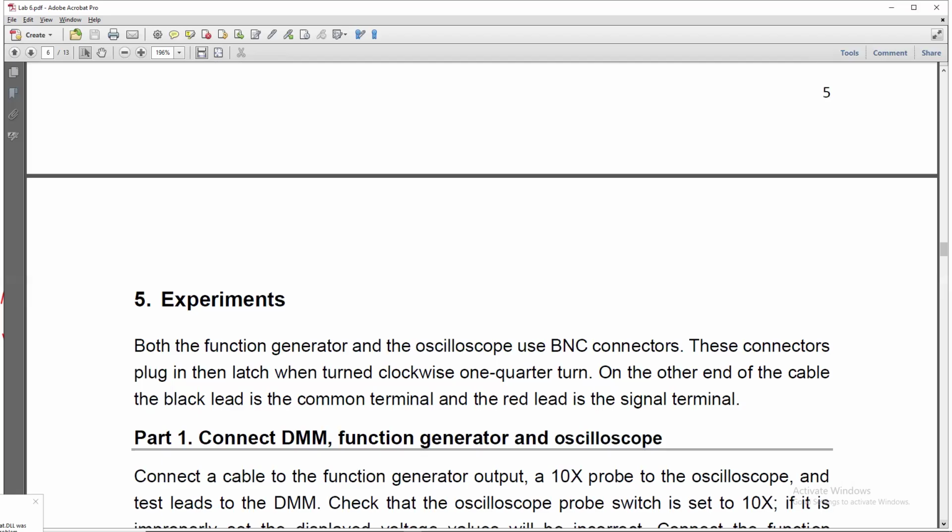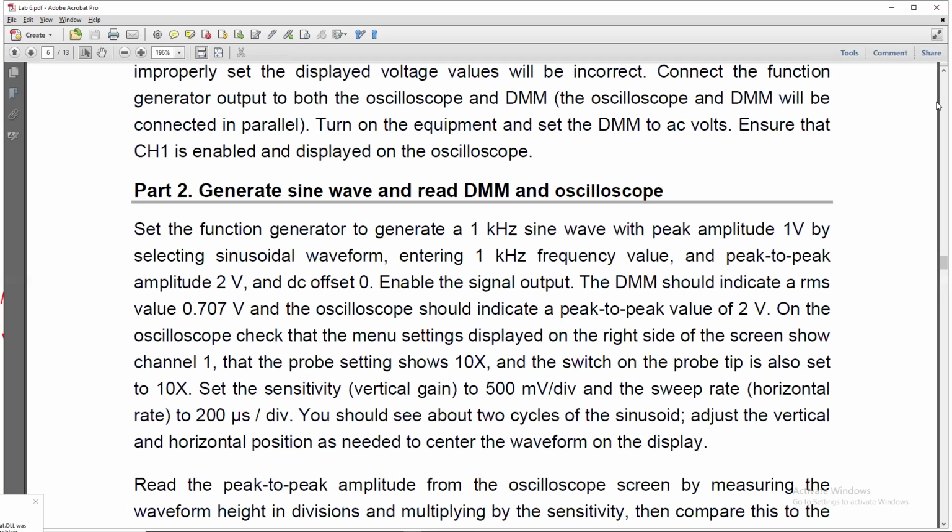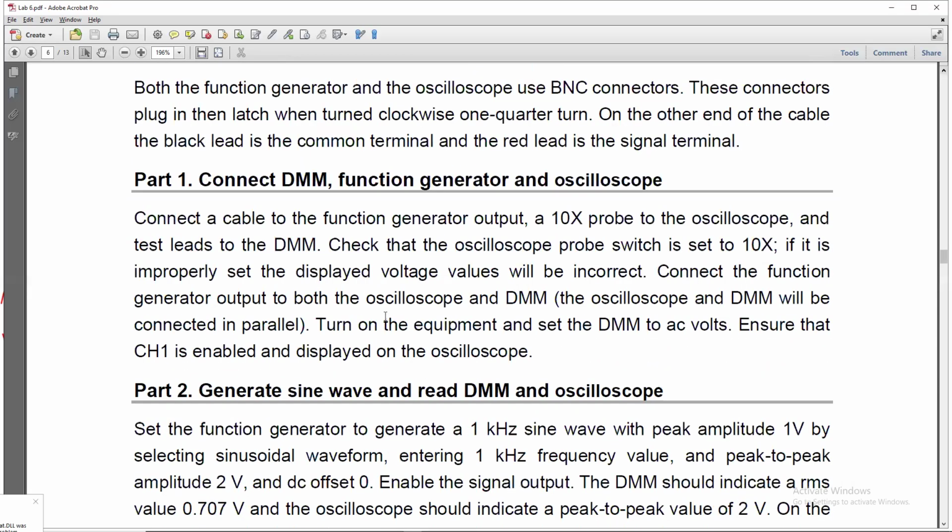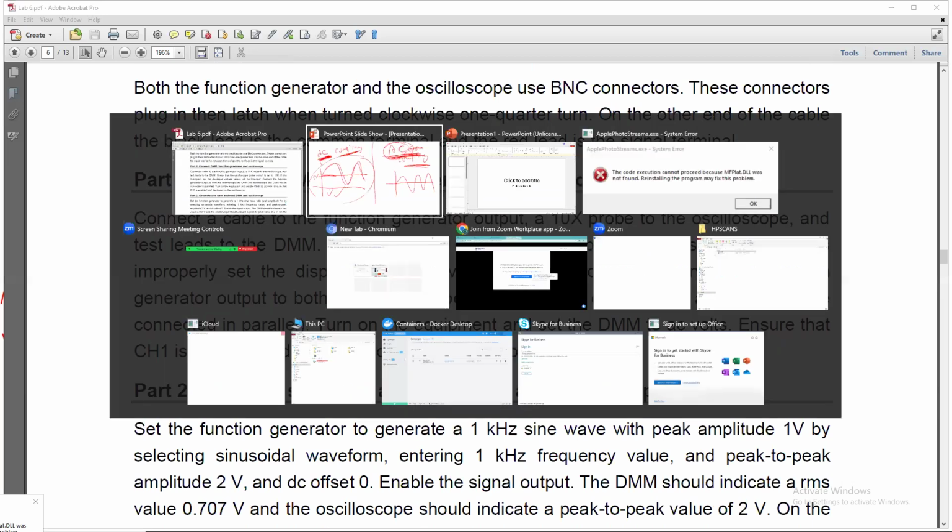So here, let me go through this lab quickly. In the first part of this lab, you are going to make a function generator, and then you are going to connect this function generator to the scope. Also, you are going to connect it to the DMM as we did before. All of them have to be in parallel. Let me tell you exactly what I mean.